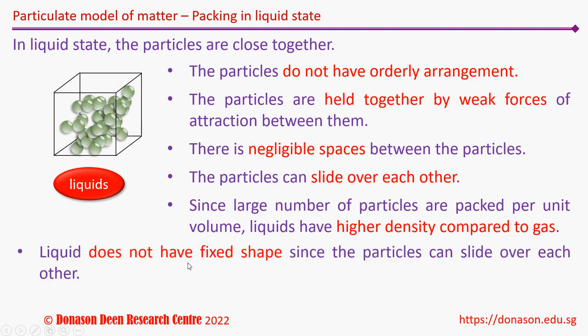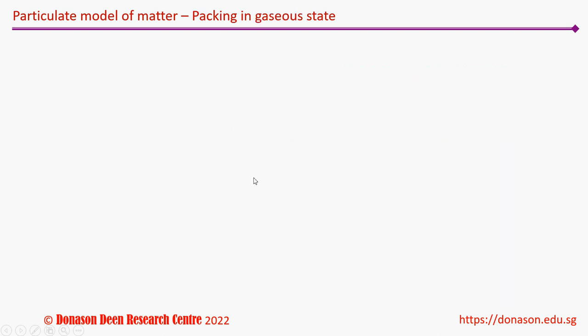Liquids do not have fixed shape, okay, they do not have fixed shape. Since the particles can slide over each other, they're not going to just stay in one place. So the moment you pour it into a container, they're going to slide over each other and just settle down and take the shape of the container, and therefore liquids do not have fixed shape.